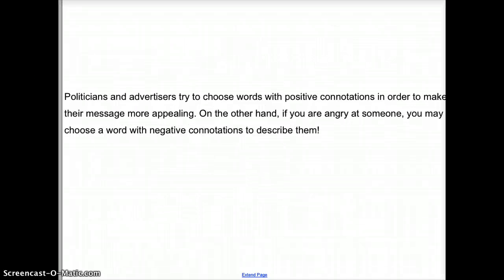Politicians and advertisers try to choose words with positive connotations to make their message more appealing. On the other hand, if you're angry at someone, you may choose a word with a negative connotation to describe them.